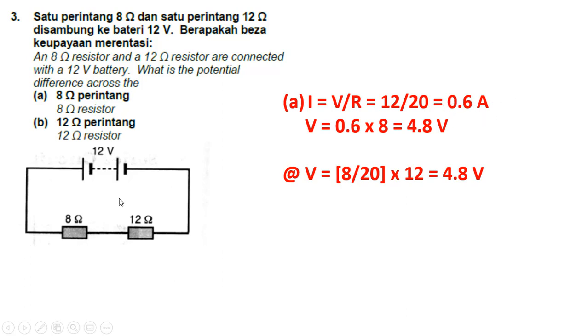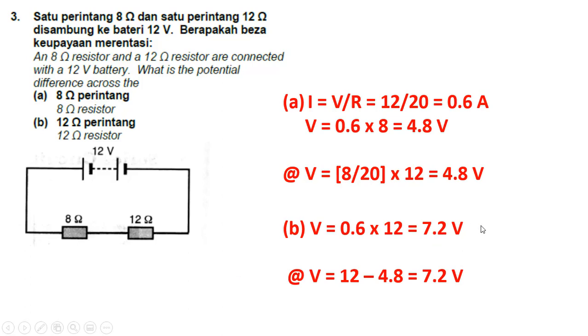So we use the formula V equals 0.6 times 8, which equals 4.8 volt. Or we can use the formula V equals 8 over 20 times 12, where 8 is the resistance divided by 20, the total resistance. For the 12 ohm resistor, the voltage is easy, because the total is 12: 12 minus 4.8 and we get 7.2 volt.